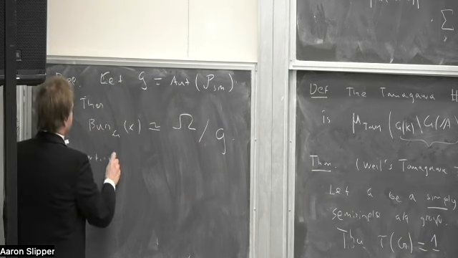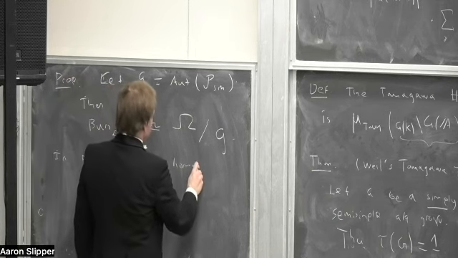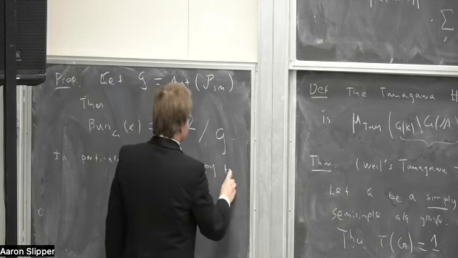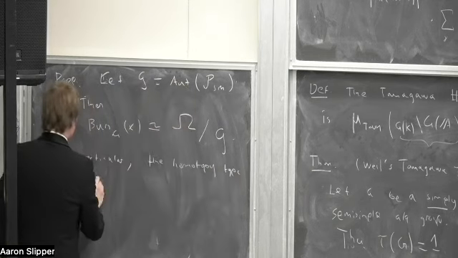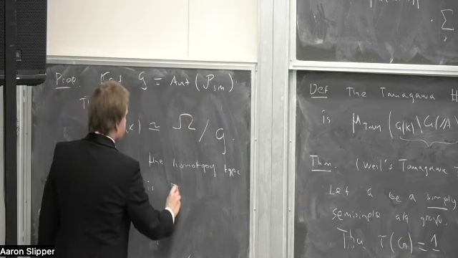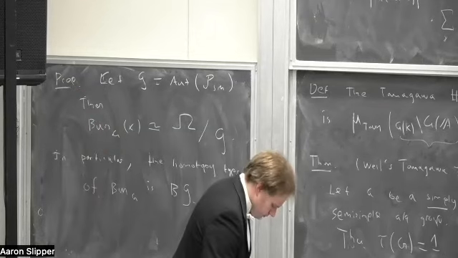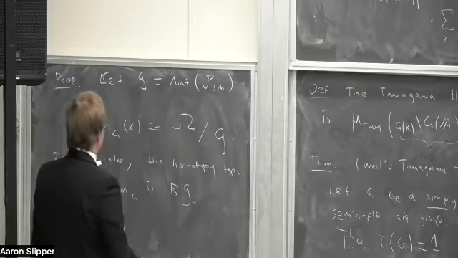In particular, the homotopy type of BunG is B curly G. This is called, by the way, the gauge group.